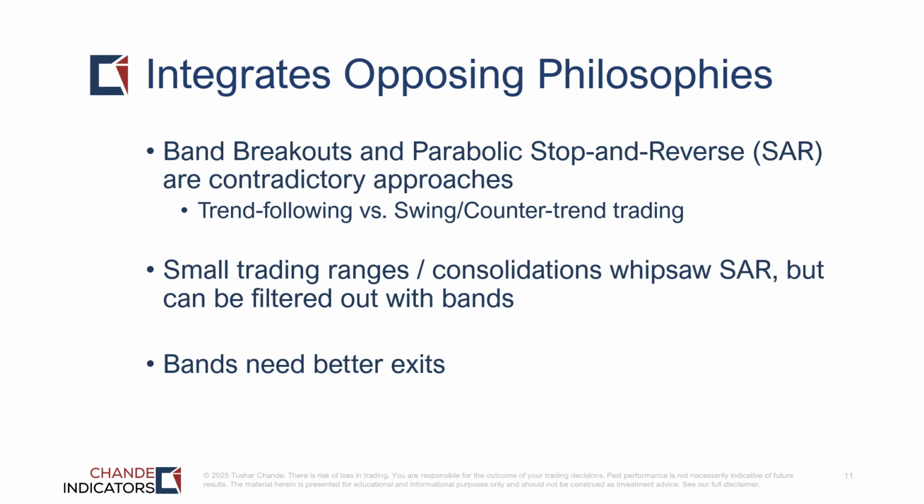I'll spend a moment emphasizing that the paraBand integrates opposing philosophies. So the band breakouts and parabolic stop and reverse are contradictory approaches. One is trend following and the other is for swing or counter trend trading. Small trading ranges, the consolidations, whipsaw the stop and reverse idea, but they can be filtered out entirely with bands. So now imagine you can use bands to filter out consolidations, and you can use the accelerating exit to capture open trade equity, because bands do need better exits. So we have essentially combined the strengths of both ideas.